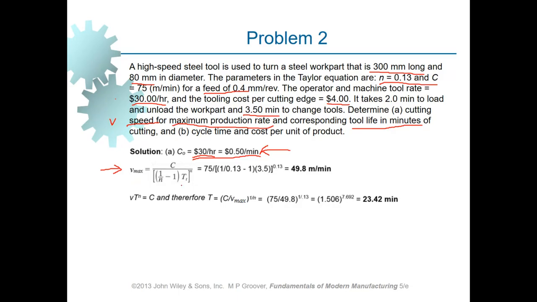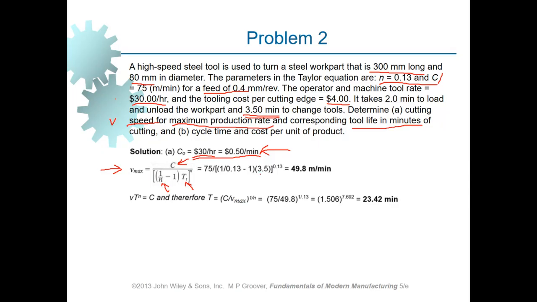For cutting speed, what we need is the values of C and also N, and these values are both given up here. Up here we have got the values of C and N, and also TT. What is TT? The tool changing time. Tool changing time is also given. How much is it? It is 3.5 minutes. The time needed for tool changing is 3.5.